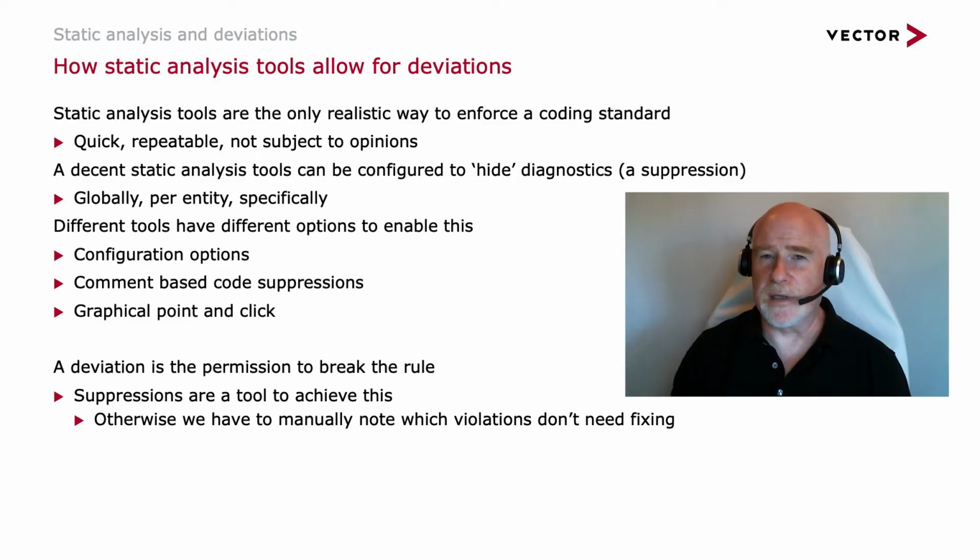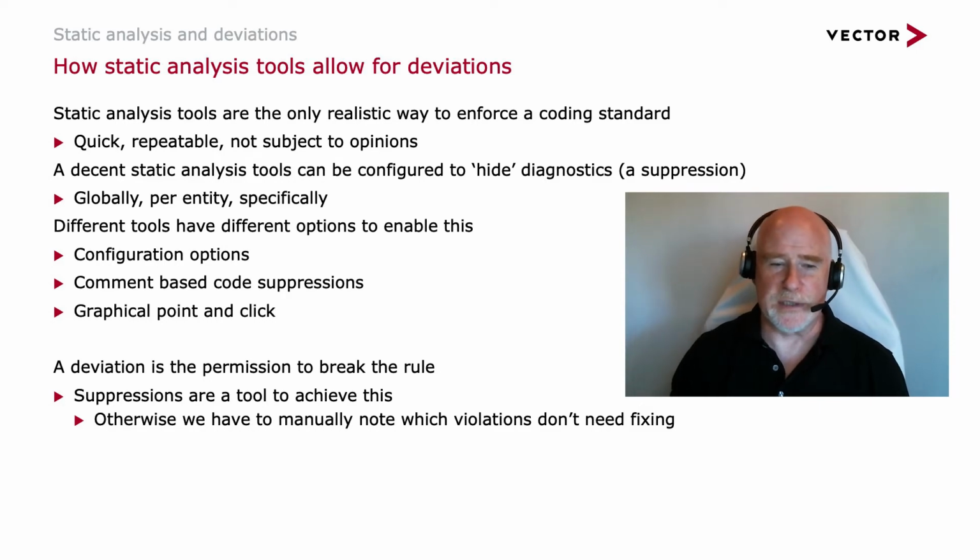So static analysis tools are really the only realistic way to enforce coding standards. They're quick, repeatable, and not subject to opinions, unlike people. And a decent static analysis tool can be configured to hide the diagnostics. These are the messages that appear that tell you if you've broken a coding standard rule. And where we turn a message off, we can call this a suppression. Usually you can do this globally, per entity, and specifically in specific areas of code. Different tools have different options to enable this. There may be configuration options, comment-based code suppressions, or maybe you have a graphical view where you can point and click and suppress messages.